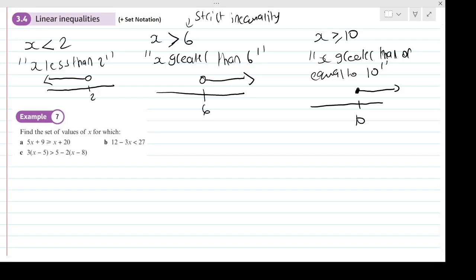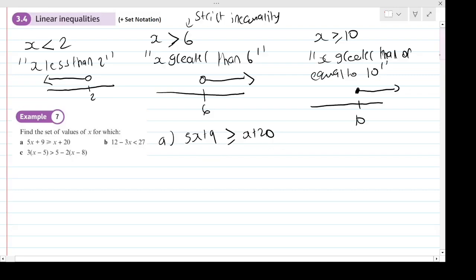And so let's have a look at this part A. We have 5x plus 9 is greater than or equal to x plus 20. And so the whole idea with solving inequalities, they work in exactly the same way as solving equations. So you can add or subtract a number to both sides. You can multiply or divide a number to both sides. However, the only difference is when you divide or multiply by a negative, you have to reverse the direction of the inequality. We'll go over examples like that as we go on. Anyway, so we need to solve this.